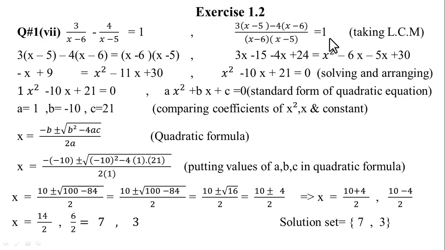Here this term moves to the other side, it will be multiplied with 1. Then the equation in the form of 3 into x minus 5 minus 4 into x minus 6 is equal to 1 into x minus 6 into x minus 5. Now simplifying the equation, 3 multiplied by x, 3x, minus 3 fives are 15, minus 4 multiplied by x, minus 4x, minus minus plus 6 multiplied by 4, 24, is equal to x multiplied by x square and x multiplied by minus 5, minus 5x, and minus 6x, minus minus plus 30. So here minus 4x plus 3x, answer is minus x, and 24 minus 15 is equal to plus 9.